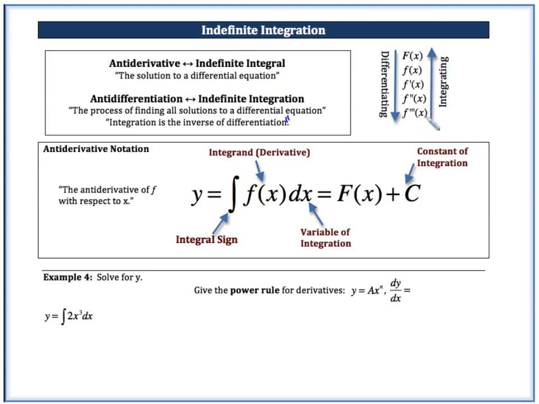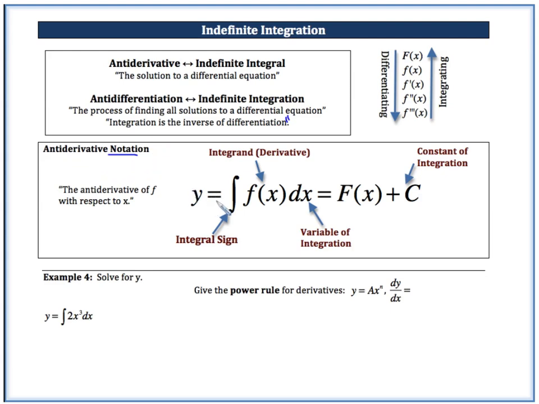So if we had f triple prime of x and we integrated it, we would get f double prime. If we integrated f double prime, we would get f prime. If we integrated f prime, we would get f. And if we integrate f, we get capital F. So we can see this inverse sort of relationship there. So let's talk about the notation now of an antiderivative.